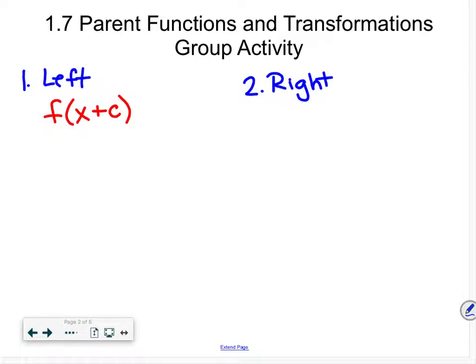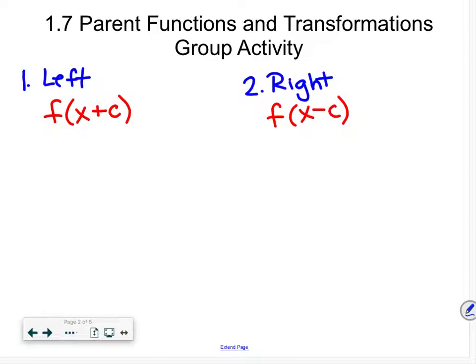If we want to shift to the right, Austin, describe what we need. It'd be the same thing, but flip the positive to a negative. Okay, so anything inside of our function is going to affect our graph horizontally. And you've probably struggled with this last year, right?